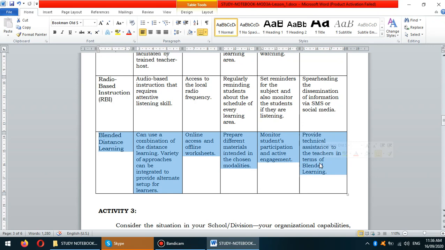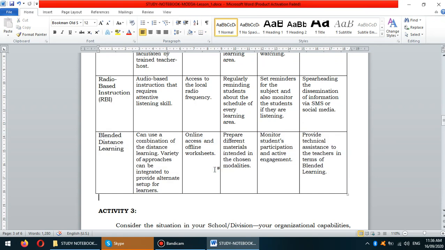discussed in the webinars provided by the Department of Education, and other private institutions. We can use blended learning upon the approval of the government to use face-to-face. We can combine face-to-face to other modalities. We will be calling it the blended learning.